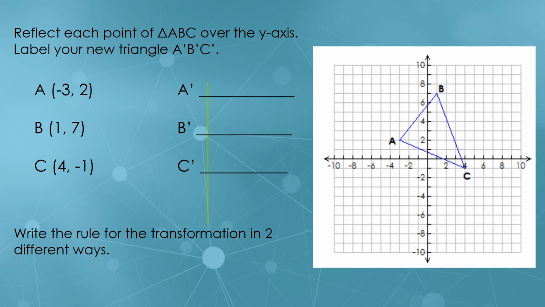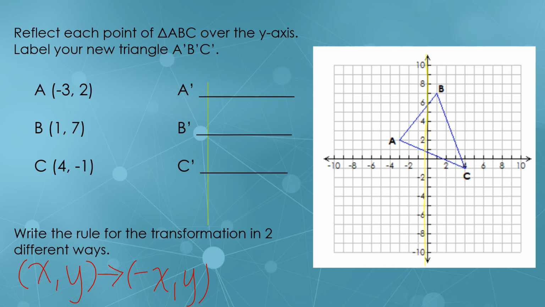Okay, so now we're going to reflect over the y-axis. Again, make sure you know what the y-axis is. It's this vertical line right here. So again, count or use the rule. Since I counted last time, I'm going to use the rule this time. So the rule for reflecting over the y-axis is x, y maps to opposite x, same y. So your x coordinates become the opposite.